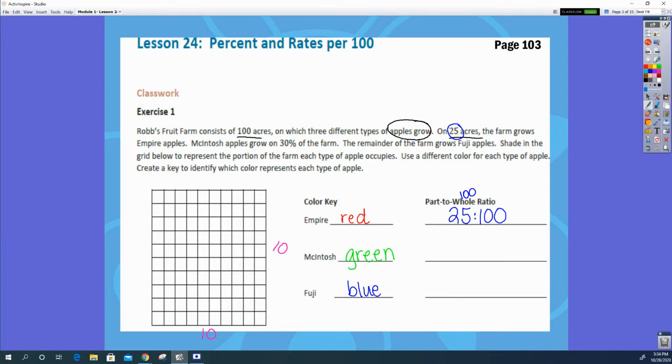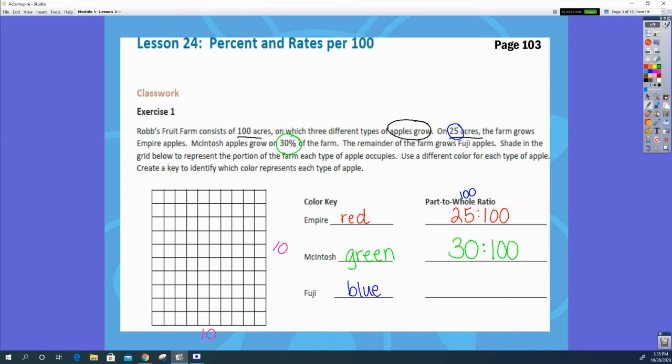All right, for my Macintosh, let me change my color again. Give me just a second. There we go. All right, so for Macintosh, we know Macintosh had 30% of the farm. Remember, percentage is always out of 100. So that means 30 out of the 100 acres is Macintosh apples. So that is 30 out of 100.